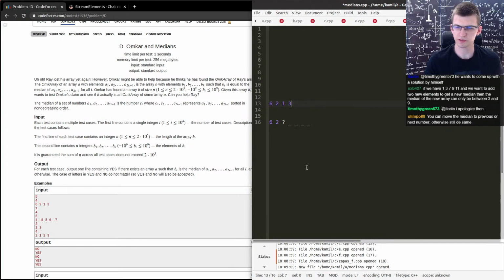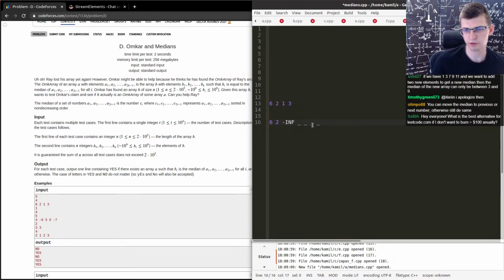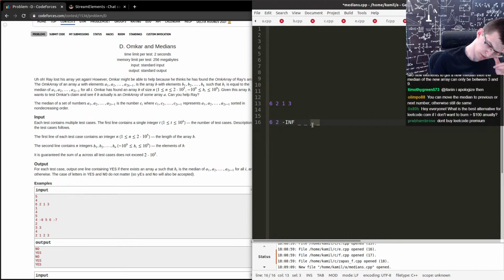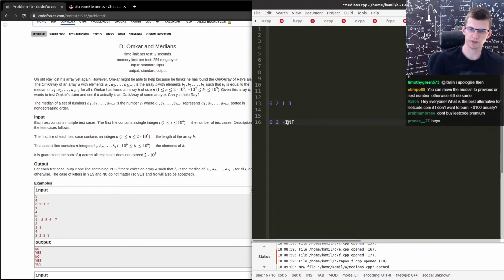You can move the median. This is what I'm thinking now. If I put here minus infinity, maybe it turns out this is bad because now the median becomes -5 instead of 1. So what then? For this prefix, the order doesn't matter. So maybe for this one it does matter. No, for any prefix the order doesn't matter.